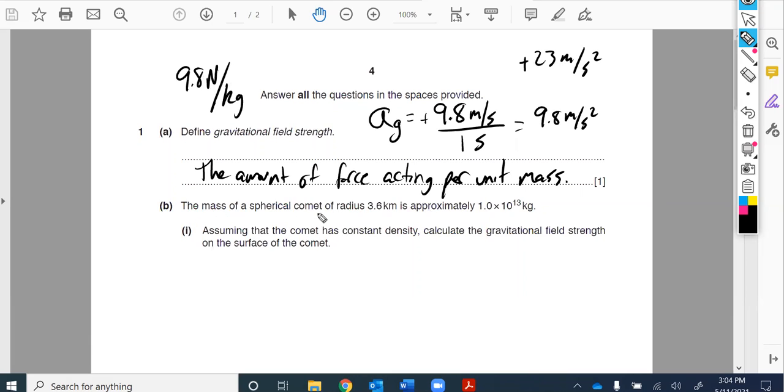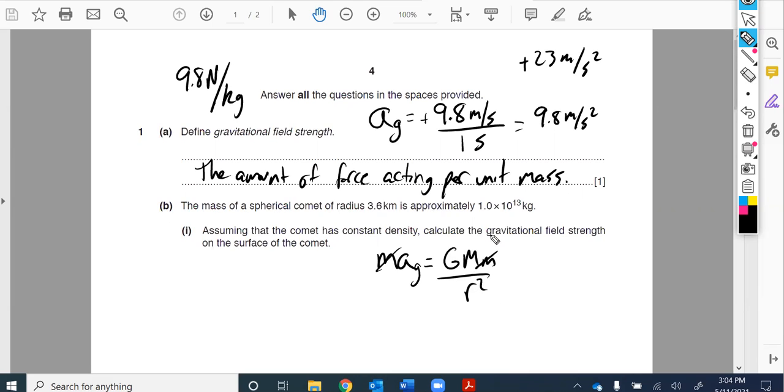It says the mass of a spherical comet of radius 3.6 kilometers is approximately this. Assuming that the comet has constant density, calculate the gravitational field strength on the surface of the comet. So we've done this before with Earth, where we've calculated this gravitational field strength by taking Newton's second law, F equals ma, and setting it equal to Newton's law of universal gravitation, GMm over r squared. So we just solved for the acceleration due to gravity as the gravitational constant G times the mass of the planet, or comet in this case, divided by its radius squared.